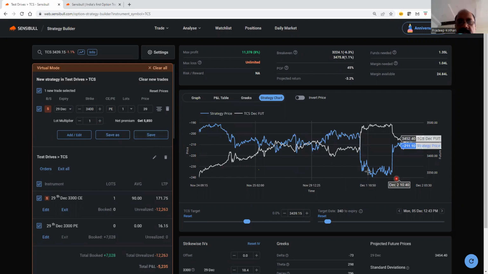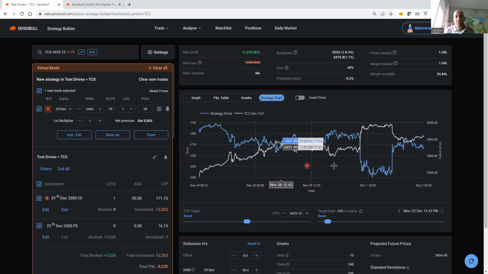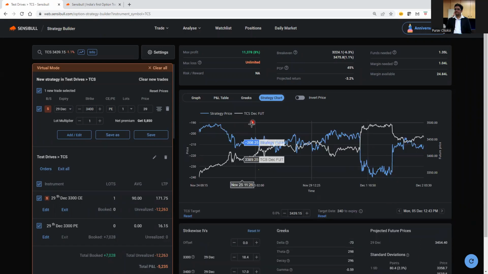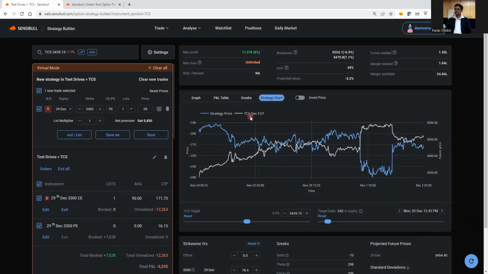One is the strategy price, one is the TCS December future. Strategy chart, even I never came across this. It is actually the entire strategy's net debit credit, and how it is fluctuating with the underlying price. It is written above: TCS December future and strategy price. My total premium, which was -200 earlier, that I had received on November 24, that went to -240. And then it again settled at around 210 by the end of the day.